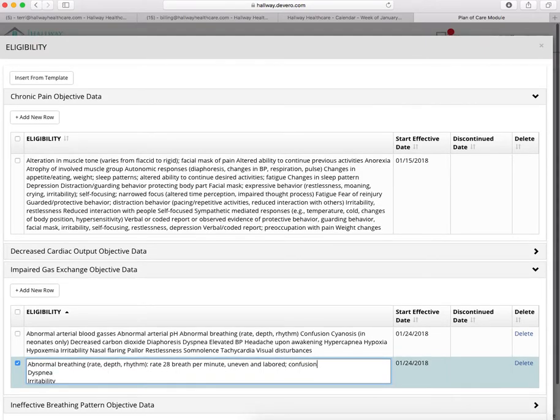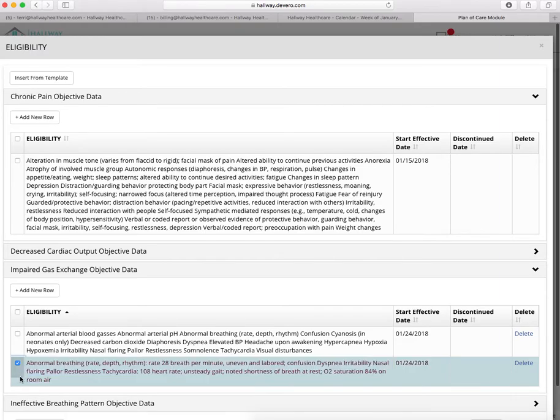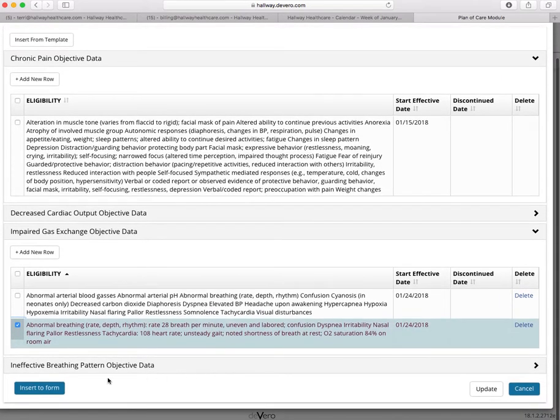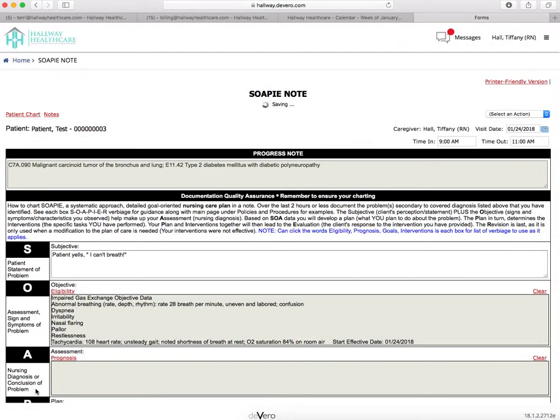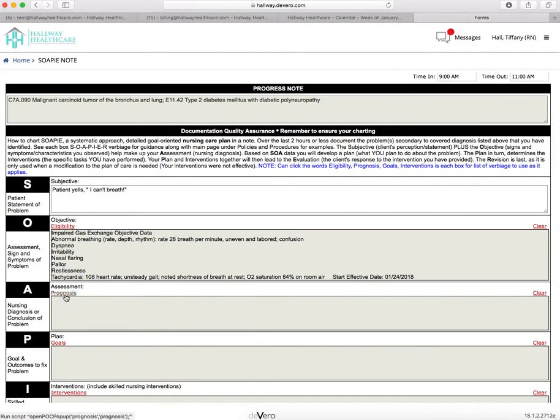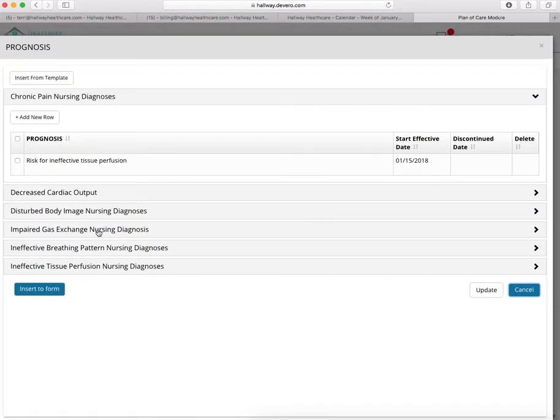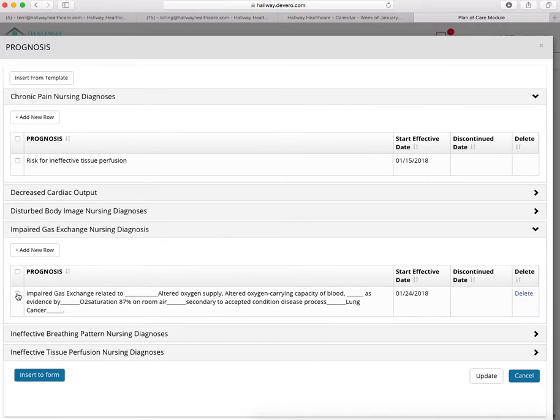Confusion. Was he cyanotic? No. I already kept dyspneic, elevated blood pressure, headache. He didn't have that. Okay, so everything else I still have in here. Nothing else I'd like to add. Okay, insert to form. Okay, prognosis, that will be the same. Do I want to change my related factors?